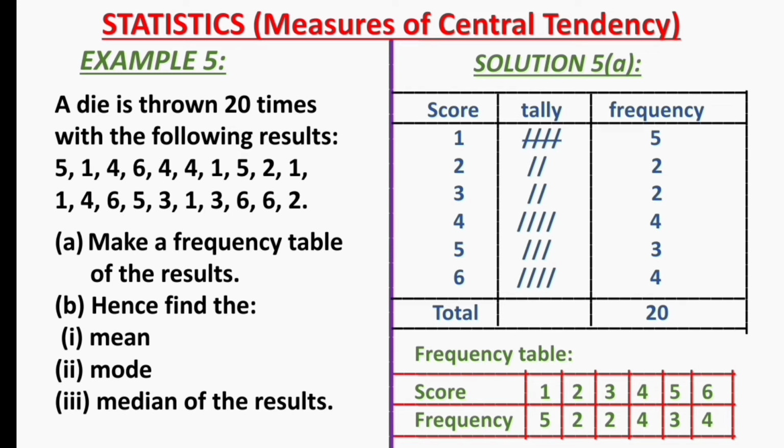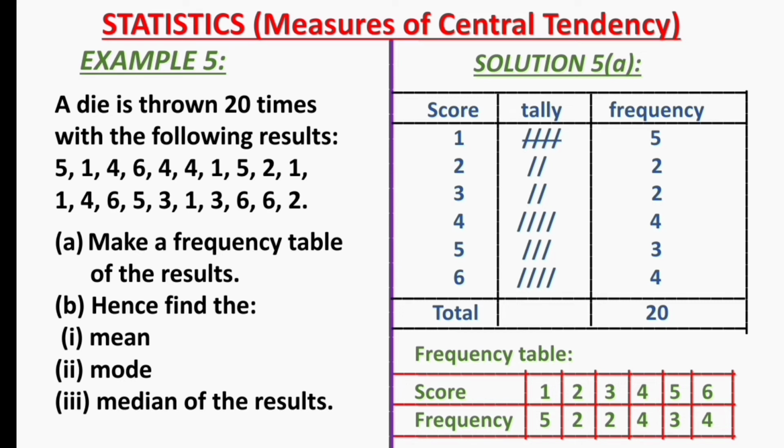That means for the score 1, the frequency is 5. For the score 2, the frequency is 2. For the score 3, the frequency is 2. For the score 4, the frequency is 4. For score 5, the frequency is 3. While for score 6, the frequency is 4. I hope this frequency table is clear to you.